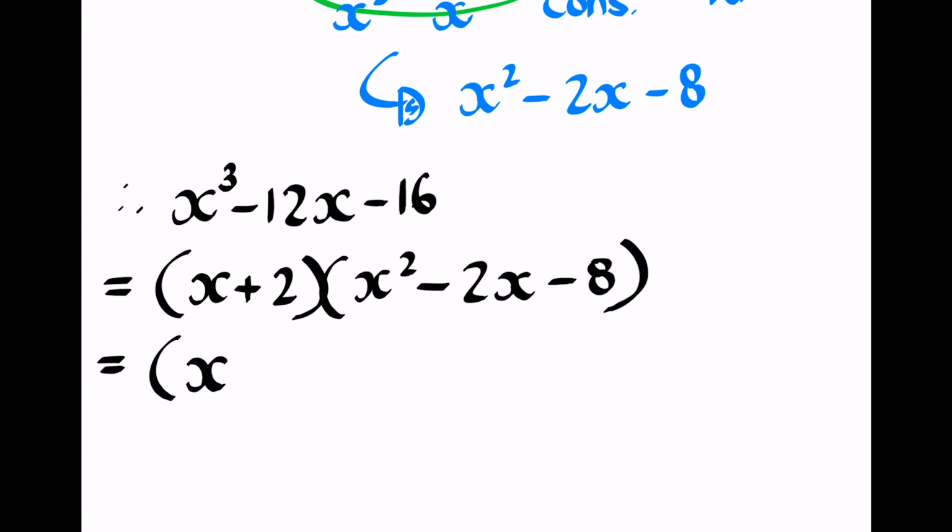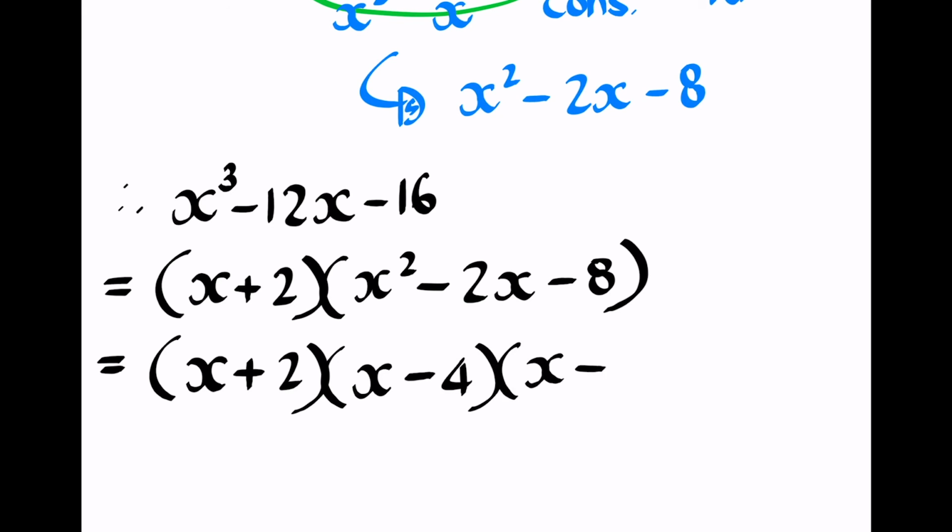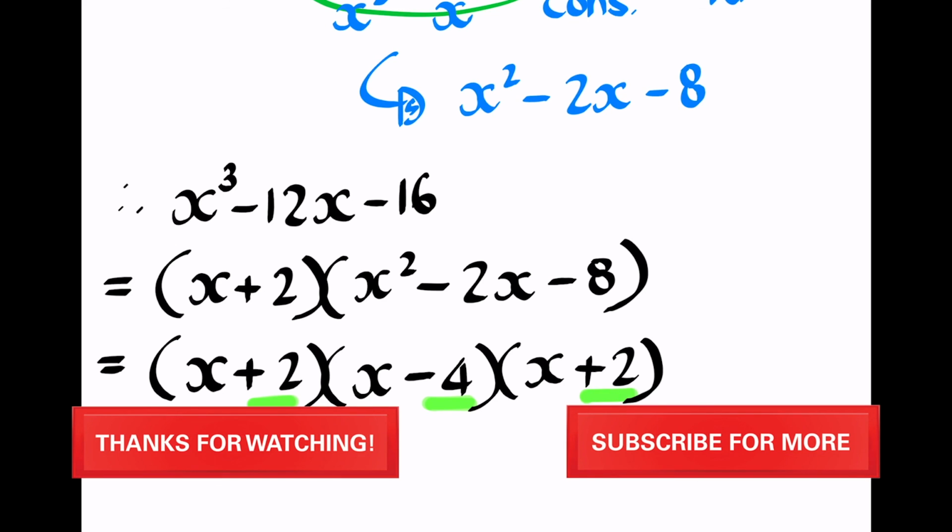So I have x plus 2, x squared minus 2x minus 8 would factorize as x minus 4, x plus 2, and then I would therefore have my x-intercepts.